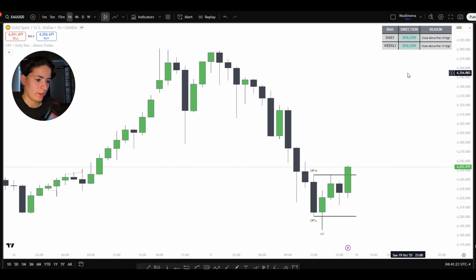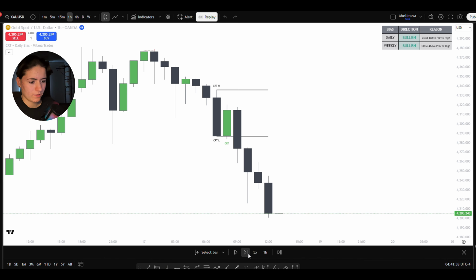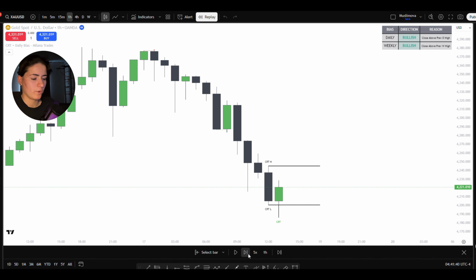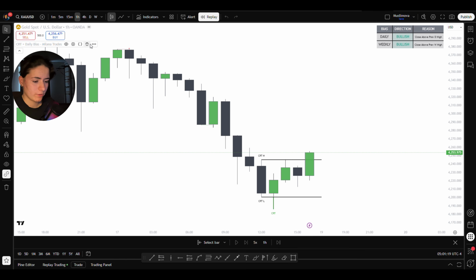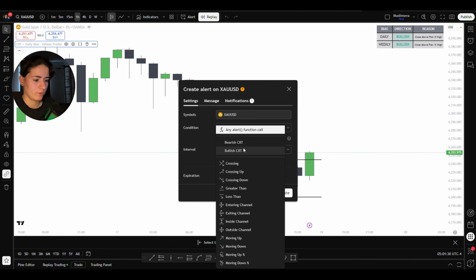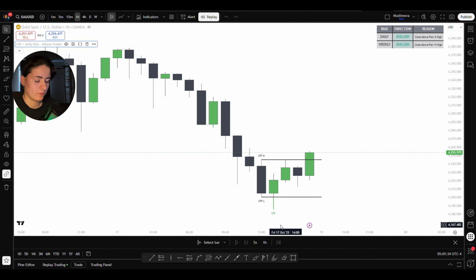How does it identify candle range theory itself? The indicator detects candles that try to break the previous candle's high or low, but close inside the range. Once it finds that kind of candle, it marks CRT high and CRT low levels. It also includes an alert system. So for example, when a new candle range pattern is formed, you can get a notification directly on your phone.